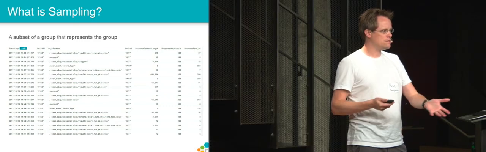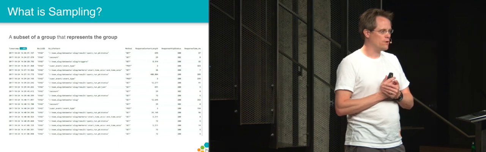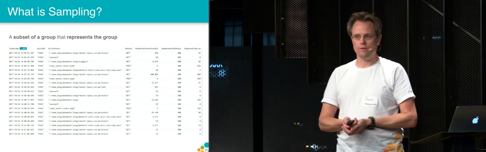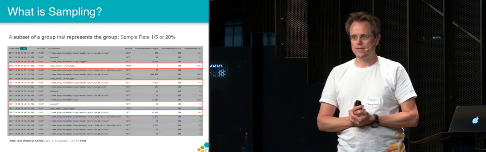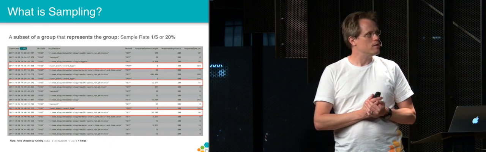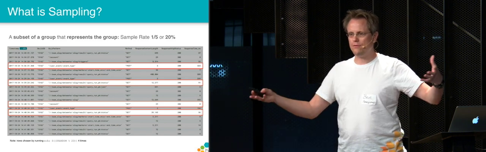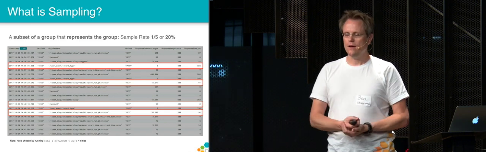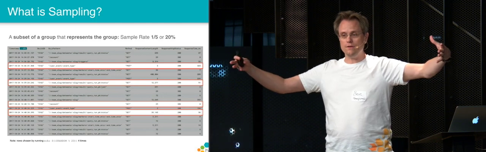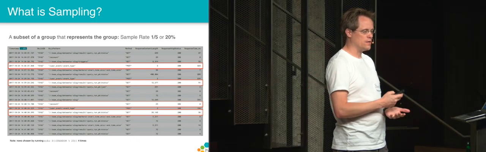If I want to sample this at a rate of, say, 1 to 5, there are 20 rows here. I should select 4 of them at random and say, OK, these 4 are going to be my representative set. These 4 are going to contain all of the different elements that I want to look at. And they're going to stay grouped, but I'm only going to look at those 4.